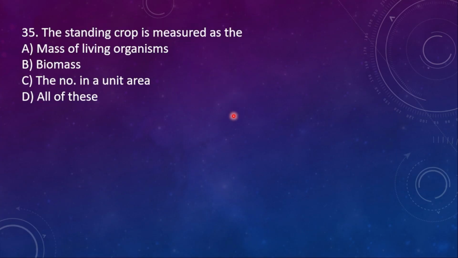35. The standing crop is measured as A. Mass of living organism, B. Biomass, C. The number of organisms in a unit area, and then D. All of this. Here the right option is all of this.